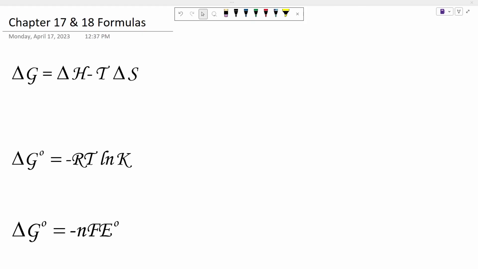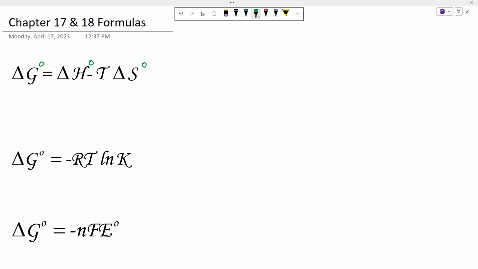So the first one here is delta G equals delta H minus T delta S, perhaps the one we should really know how to use. We could also add the little degree symbol for standard conditions, which would be 25 degrees Celsius, 1 atmosphere, 1 mole per liter solutions. Whereas without that symbol, it means non-standard.